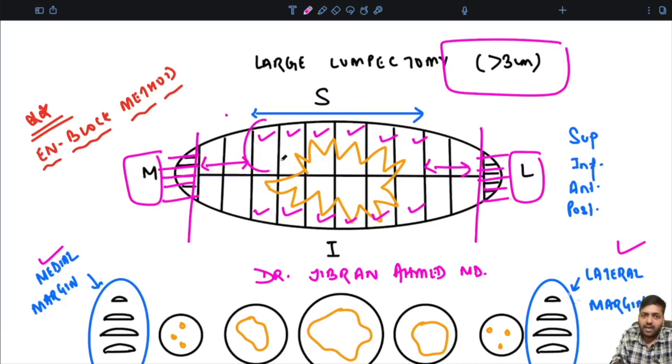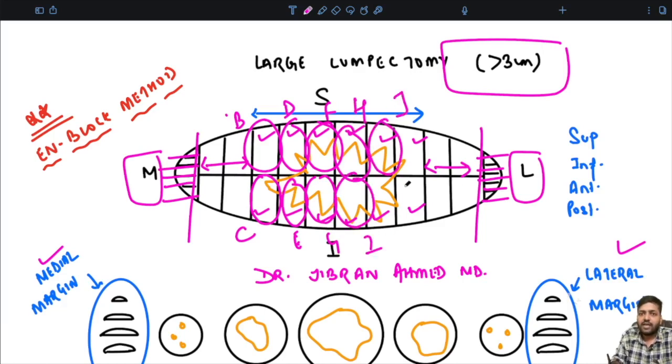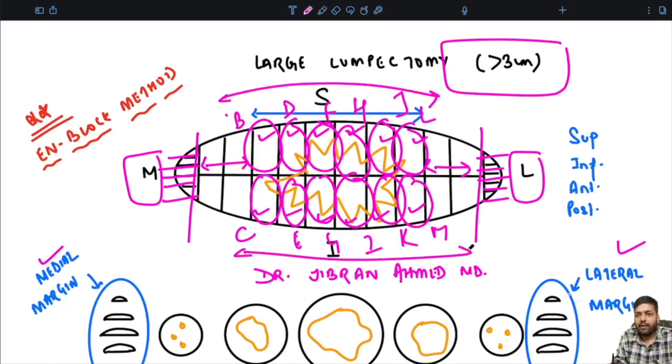These individual segments you submit, labeling them, for example, B, C, D, E, F, G, then H, I, J, and then K. These specimens involve this portion L and this M. So from B to L over here and from C to M over here, they are individually submitted.